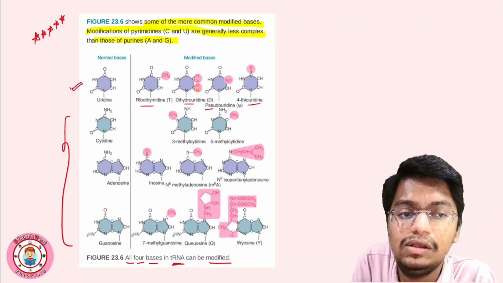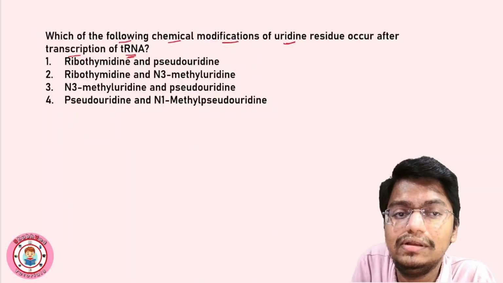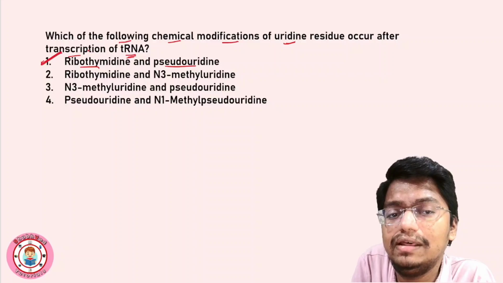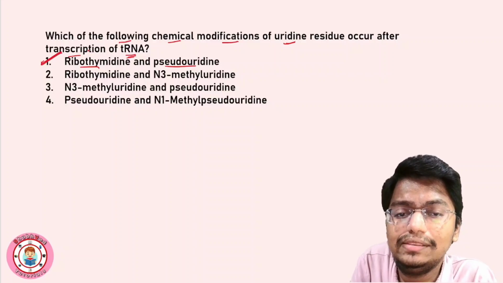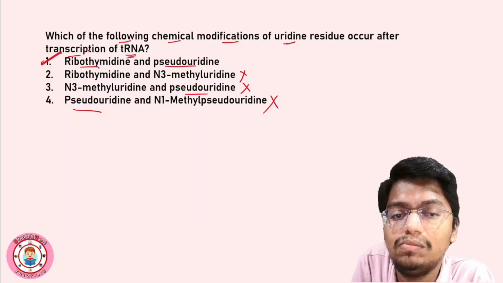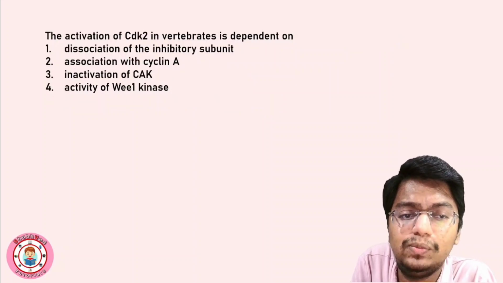Got it? तो इसका answer होगा, see the options, ribothymidine and pseudouridine. Yes. तो first option ही answer है. Got it? N3 ये हमें नहीं दिखने को मिलता, right. pseudouridine is seen but not the other options. Ribothymidine जो option 2 में है ये भी हमें मिलता है, but not N3 methyluridine. तो first option is the correct one.